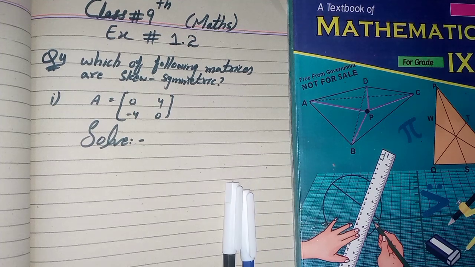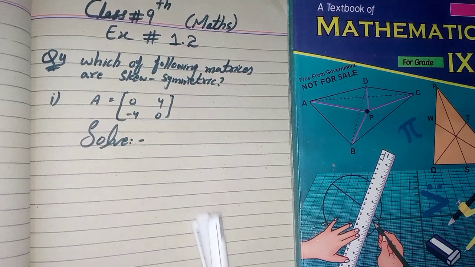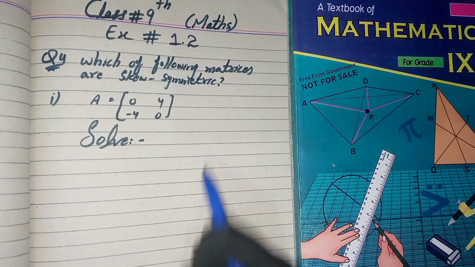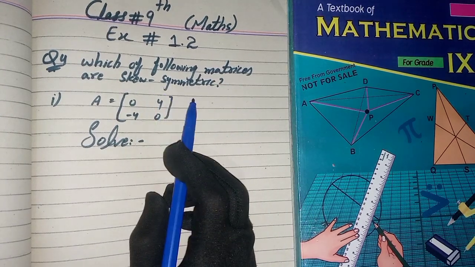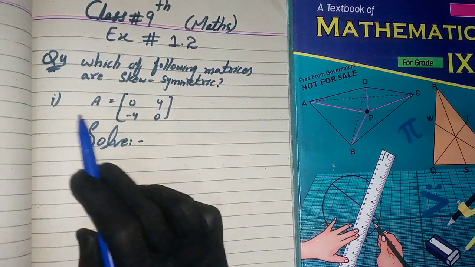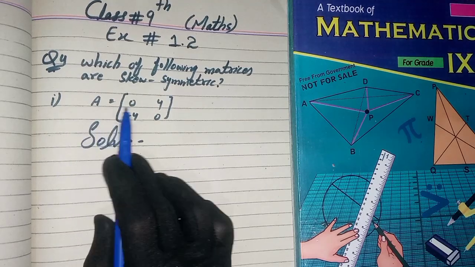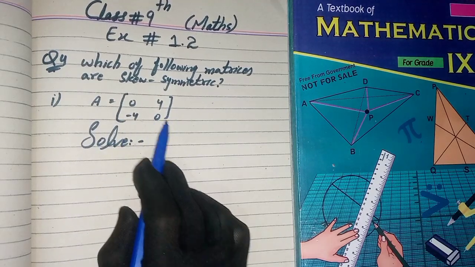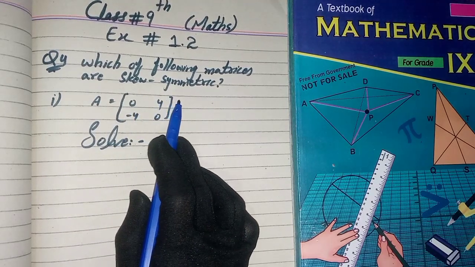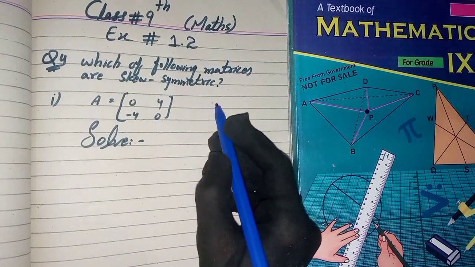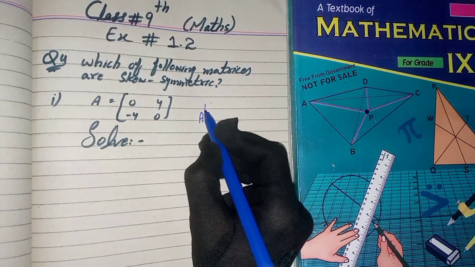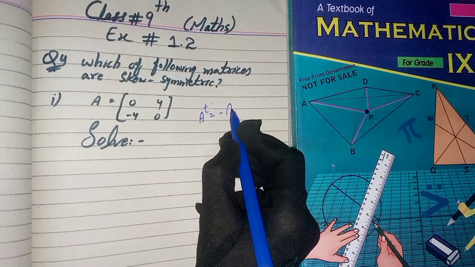Today I am going to discuss class 9 mathematics exercise 1.2 question 4. Which of the following matrices are skew symmetric matrix? Part 1, A equal to [0, 4; minus 4, 0]. What is skew symmetric matrix? A matrix is said to be a skew symmetric matrix if A transpose equal to minus A.